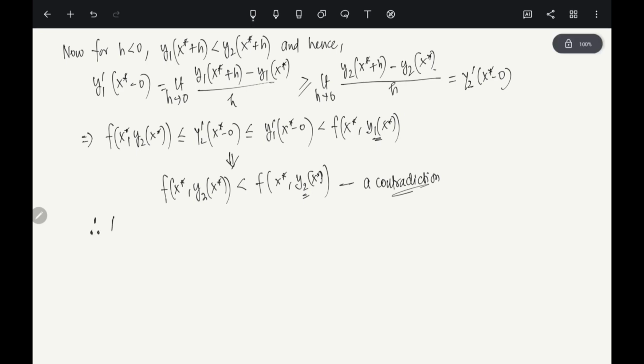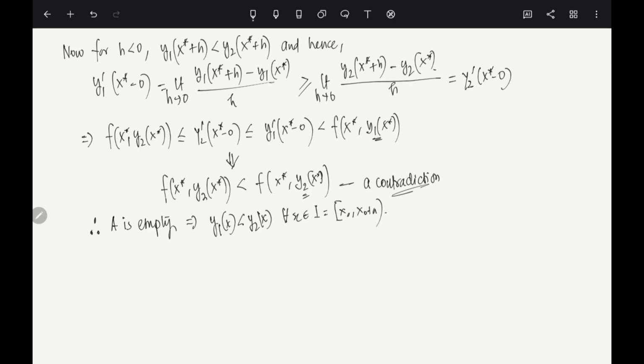Therefore, the set A is empty. And what does that mean? It means that for the initial data, whatever it is, let's say x star, if y1 starts below y2 at x star, it stays below for all x in I. And what is I? I is nothing but x naught to x naught plus some a. I don't care what a is, some a. Clear? Okay, so that is there.